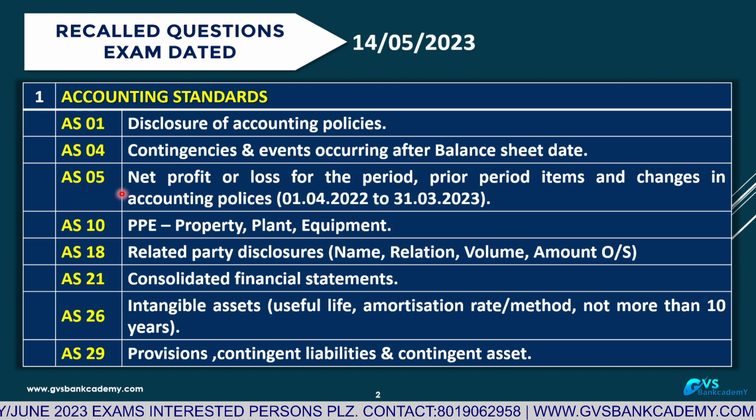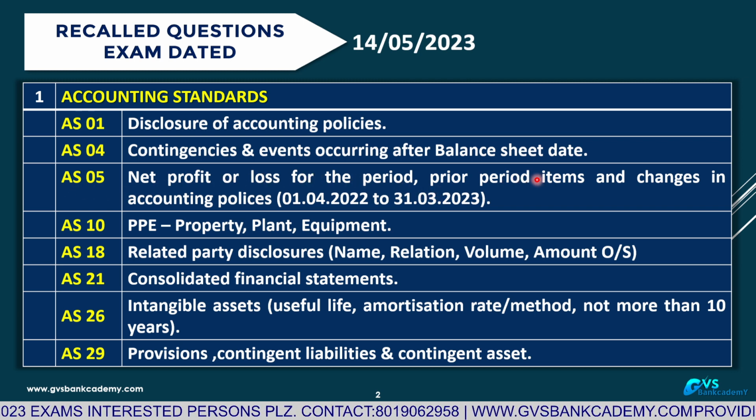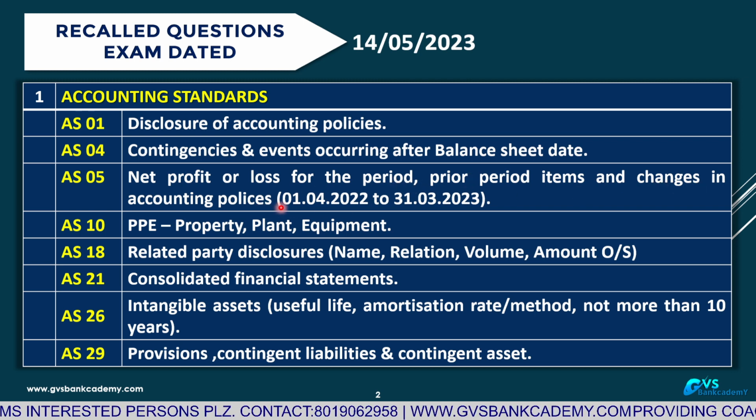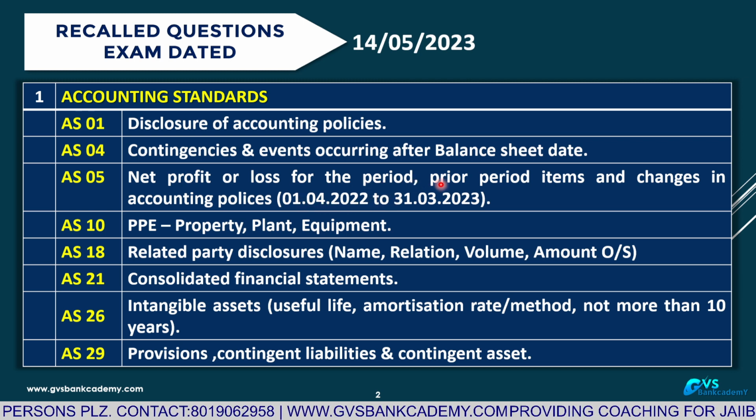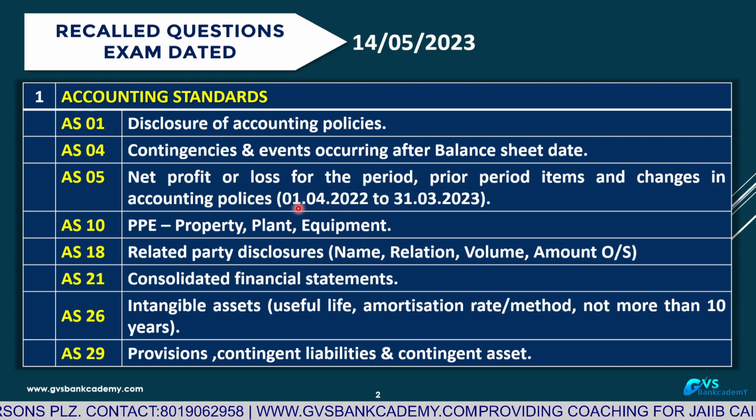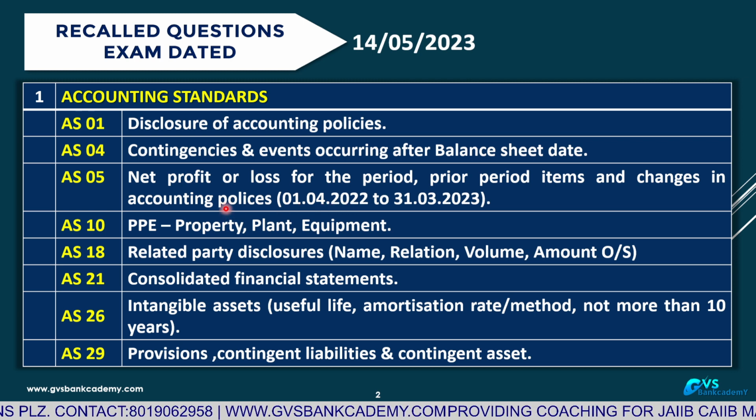Accounting Standard 5, net profit or loss for the period, prior period items and changes in accounting policy. Prior period means, for example, 1st April 2022 to 31st March 2023 is the financial year. Any items prior to 1st April 2022 have to be noted separately under Accounting Standard 5, net profit or loss for the period.